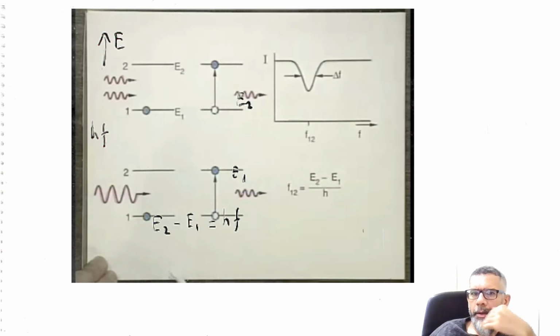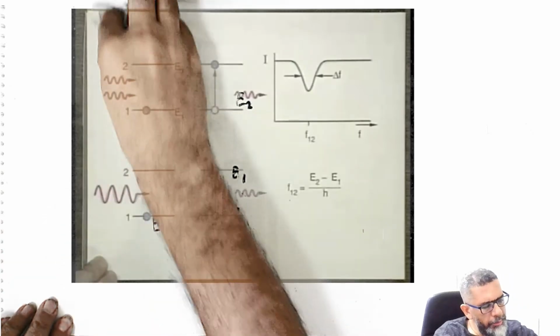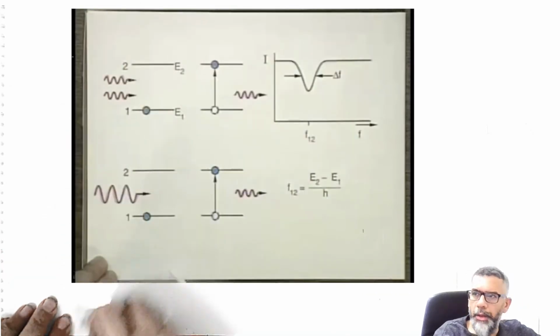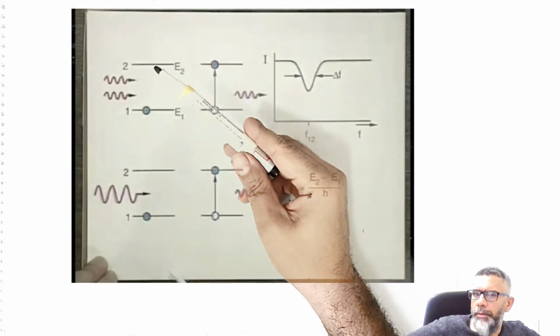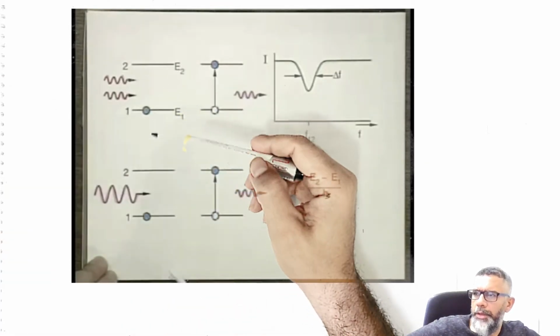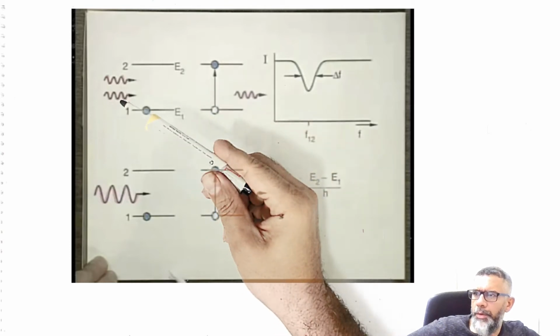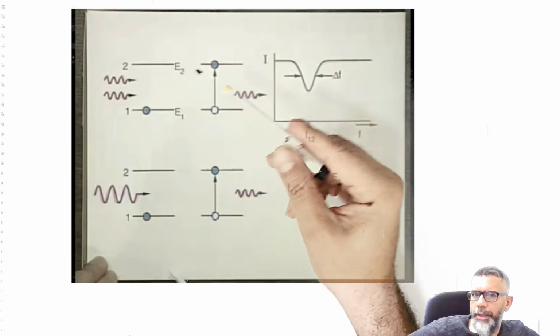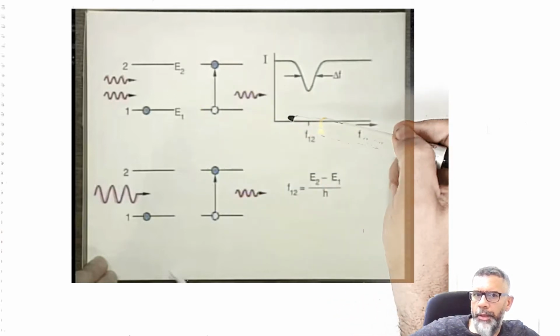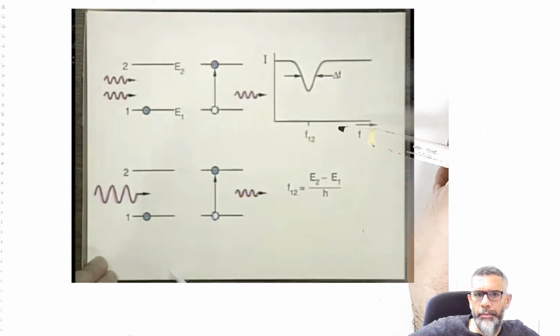All right. So what do we have in this picture? Well, what you see is that these atoms in these energy levels and the coming photons, and one of the photons is absorbed. So how do we see this absorption in the spectrum?